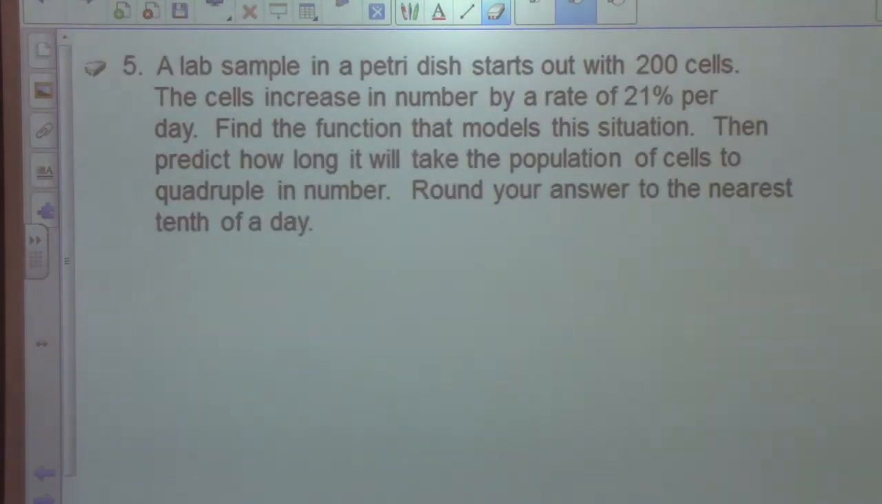Okay, here we have the next problem, lab sample. A Petri dish starts out with 200 cells. The cells increase in number at a rate of 21% per day. Find the function that models this situation. Then predict how long it will take the population of cells to quadruple in number. Round your answer to the nearest tenth of a day.